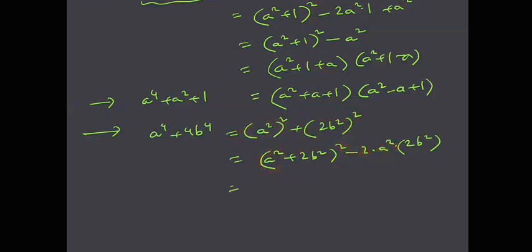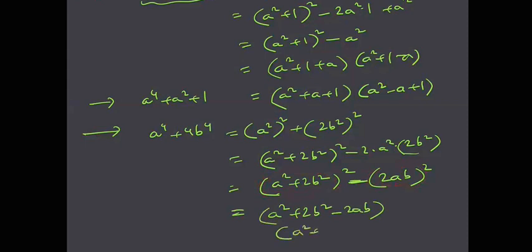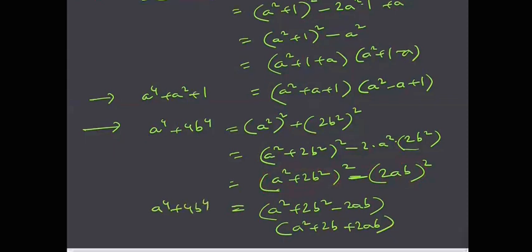So now this is (a square plus 2b square) whole square minus 4a square b square, which is (2ab) whole square. Okay, so it is still a plus b whole square. Sorry, it is again of the form a square minus b square. So you can factorize this as a minus b into a plus b. Okay, so this is also very important.